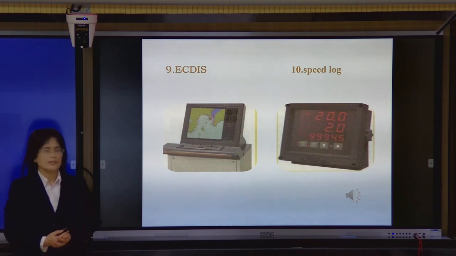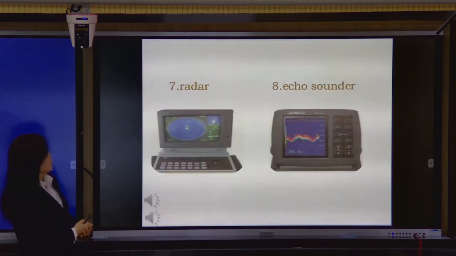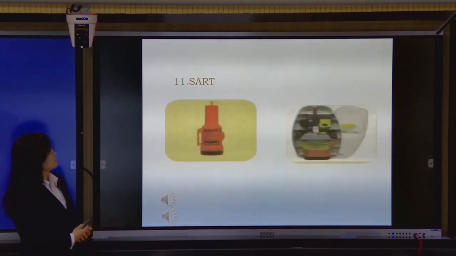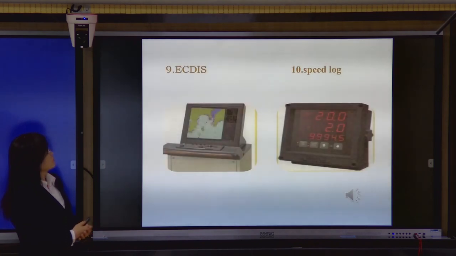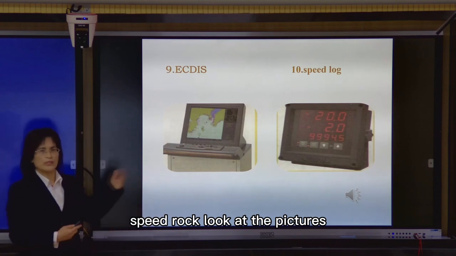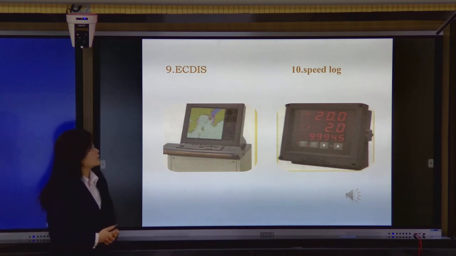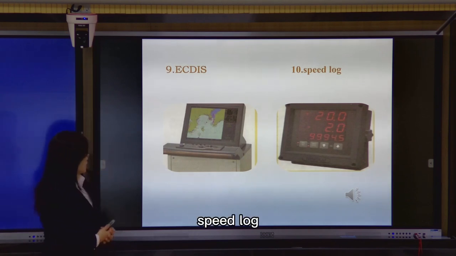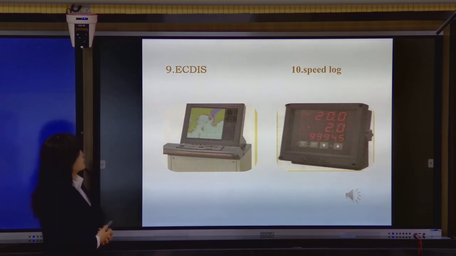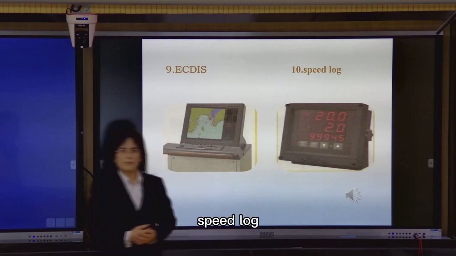Picture 9. Look at the pictures. Picture 10, speed log. Read after me, please. Speed log.